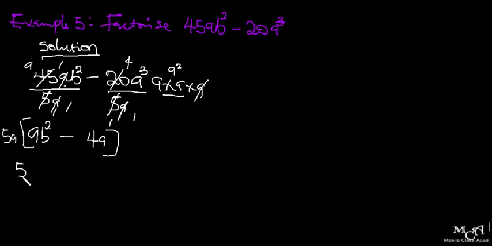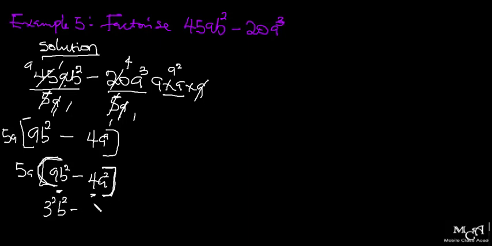We are left with 5a, bracket, 9b squared minus 4a squared. 5a into bracket 9b squared minus 4a squared. We can break 9 down into 3 raised to the power of 2 b squared minus 4. We can break it down to 2 raised to the power of 2 a squared, right? At this point, we can do difference of 2 squares, which is a minus b, and a plus b.